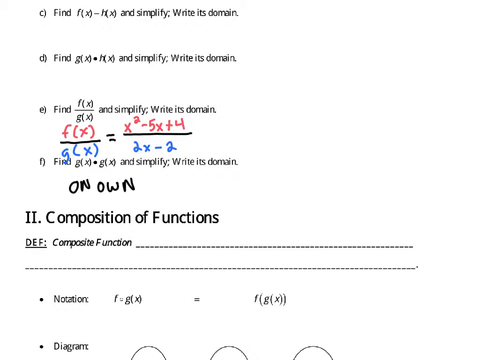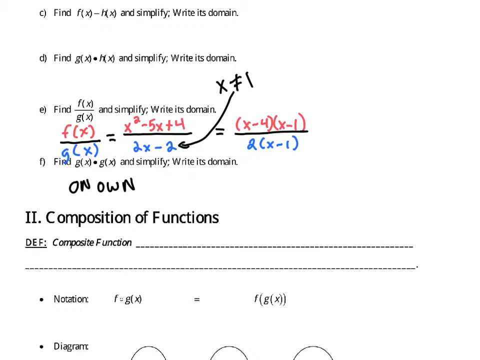Example 2e asks us to find the quotient of f and g, and we will first start by considering the domain. Remember that you cannot have 0 on the bottom of a fraction, and the value of x that would create a 0 would be 1. So we cannot have 1 in the domain of this function. Now we will attempt to simplify it.